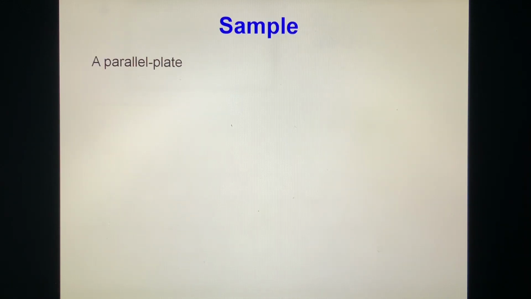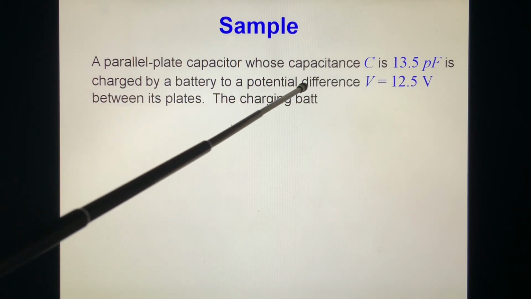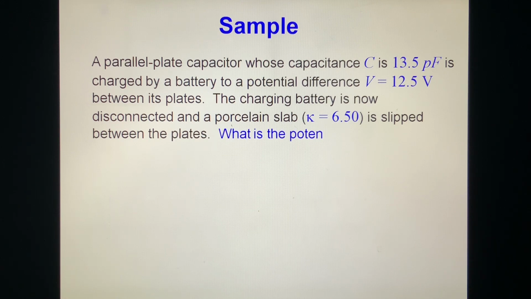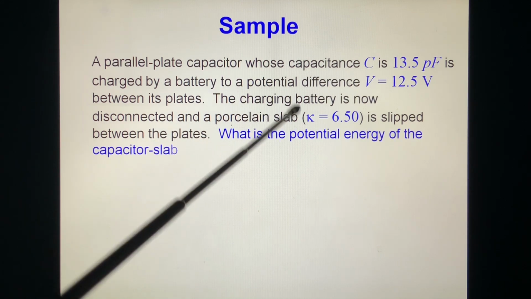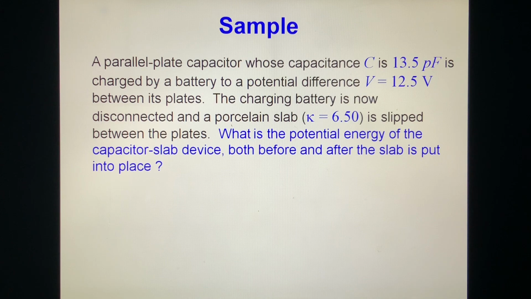Sample problem. A parallel plate capacitor whose capacitance C is 13.5 picofarad is charged by a battery to a potential difference V of 12.5 volt between its plates. The charging battery is now disconnected and a porcelain slab with kappa equal to 6.50 is slipped between the plates. What is the potential energy of the capacitor-slab device, both before and after the slab is put into place?